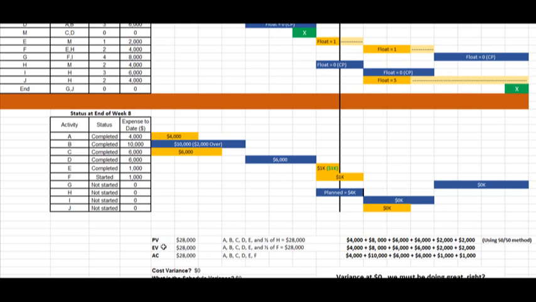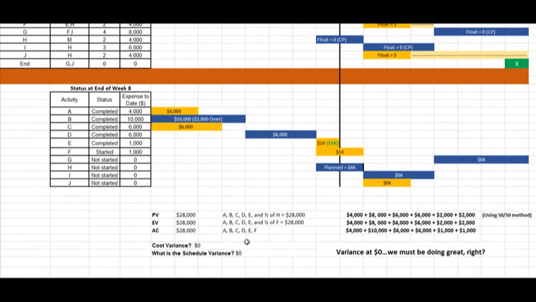In actuality, if we look at earned value, A, B, C, D, and E are completed, but only half of F is completed. So we're still at $20,000. So our planned value and our earned value is the same. Our cost variance is 0. And if we look at the schedule variance, we are at 0. And here's the calculations over here to the right. And the actual cost is $28,000 because we booked A, B, C, D, E, and F. Okay? So cost variance, schedule variance is 0.